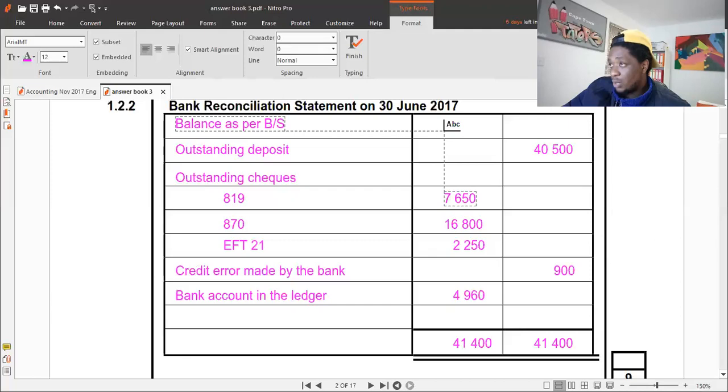So when you subtract all these amounts, 41,400 minus 4,960 minus 2,250 minus 16,800 minus 7,650, you will get a bank balance as per bank statement of 9,740, and that will complete your bank reconciliation statement. I hope that has been clear, and then we just move on to the next question now.